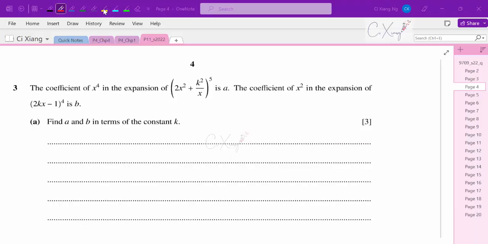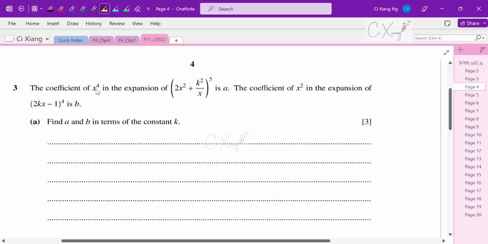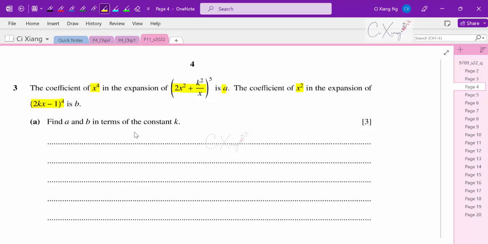Right, so question number 3 is given that the coefficient of x power 4 in this expansion is a, and the coefficient of x squared in another expansion is ab. So they want us to find a and b in terms of the constant k. So we'll start with the first bracket first, the first expansion. For this particular expansion, the general formula to get any specific term will be 5 C r, then 2x squared power 5 minus r, and k squared divided by x power r.